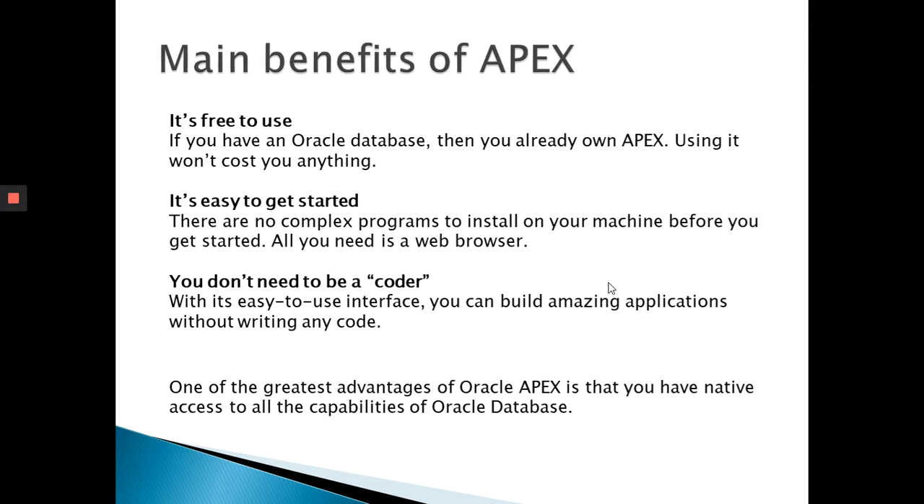Main benefits of Oracle Apex. As we have discussed, it is free to use. If you have an Oracle database license, then you already own Oracle Apex. Using it won't cost you anything. It's easy to get started. There are no complex programs to install on your machine before you get started. All you need is a web browser. You don't need to be a coder. With its easy-to-use interface, you can build amazing applications without writing any code. So basically, one of the biggest advantages of Oracle Apex is that you have native access to all the capabilities of Oracle database.